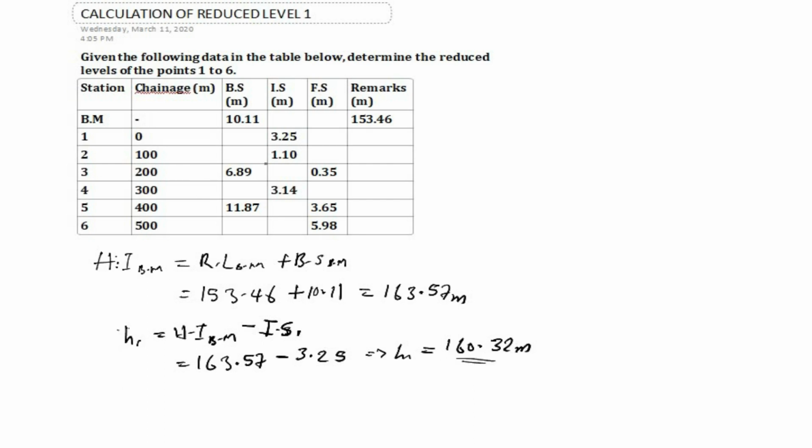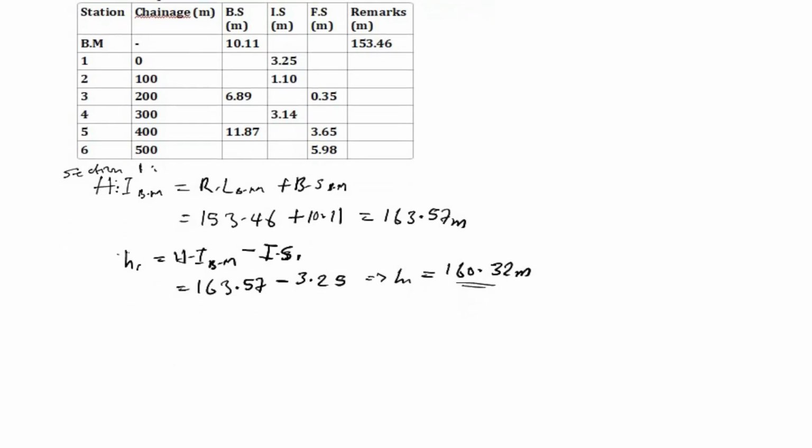Similarly, point 2 is within this section. From the question we can see that here we have section 1, and here we have a change point. That means we have to calculate the height of instrument at point 3, because it's a change point. There's a change in the position of the instrument. So here we have section 1, section 2 here, and section 3 here. In the first section, the height of instrument remains the same for all the observations.